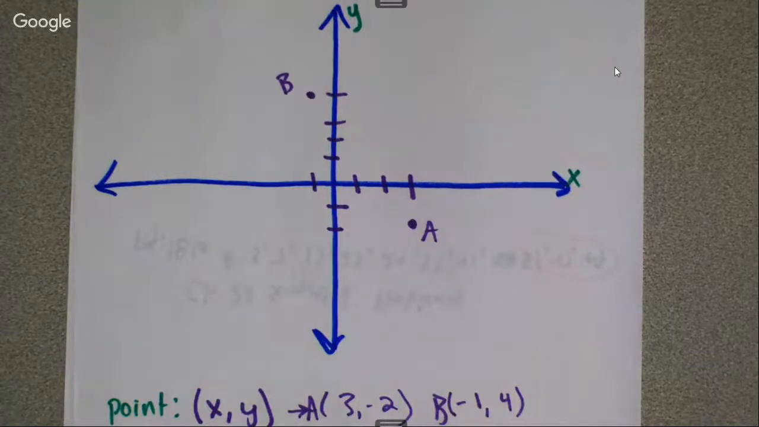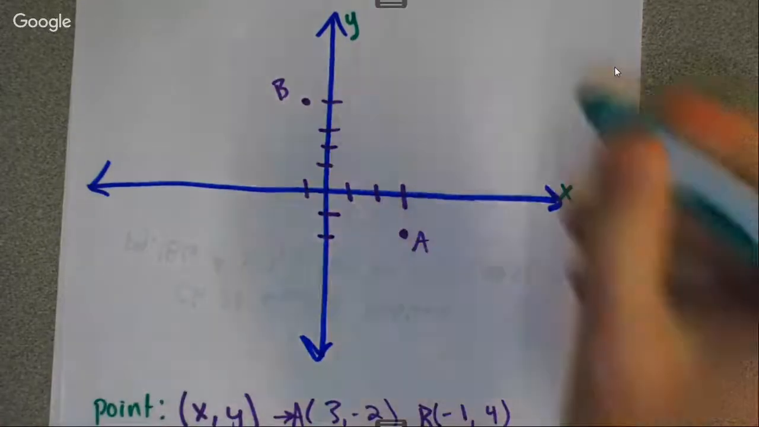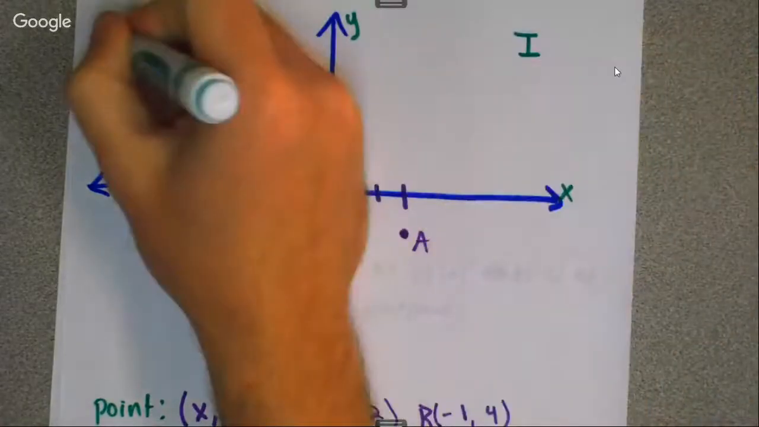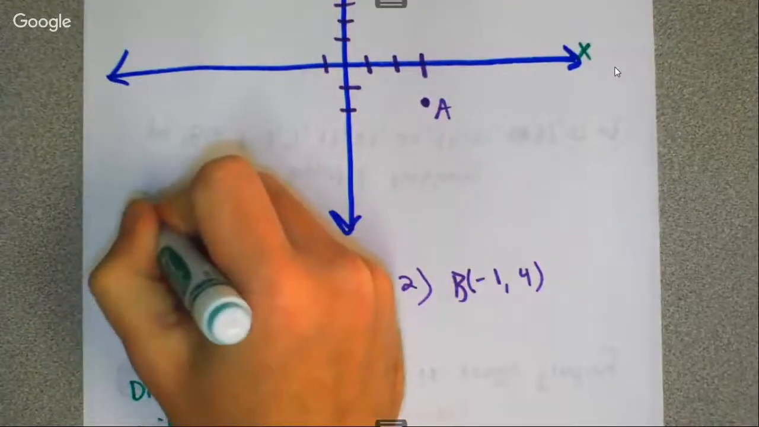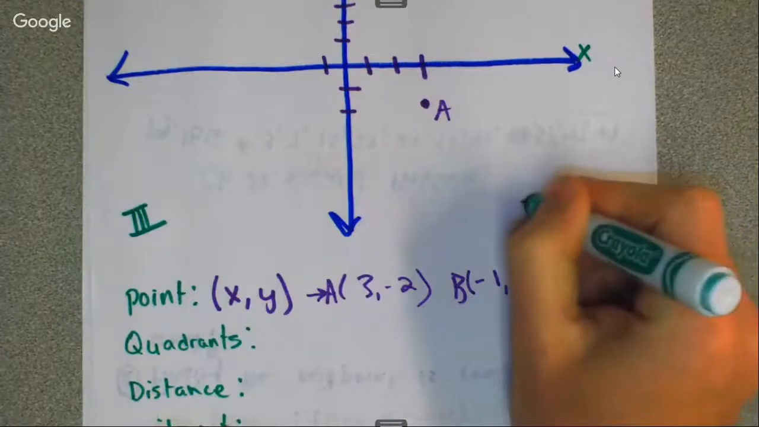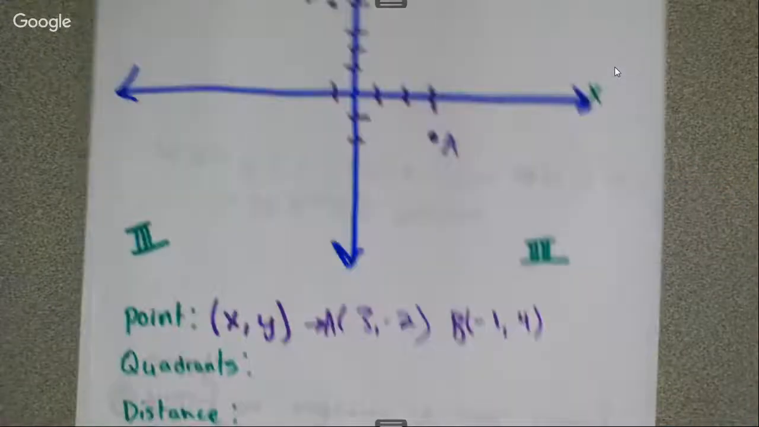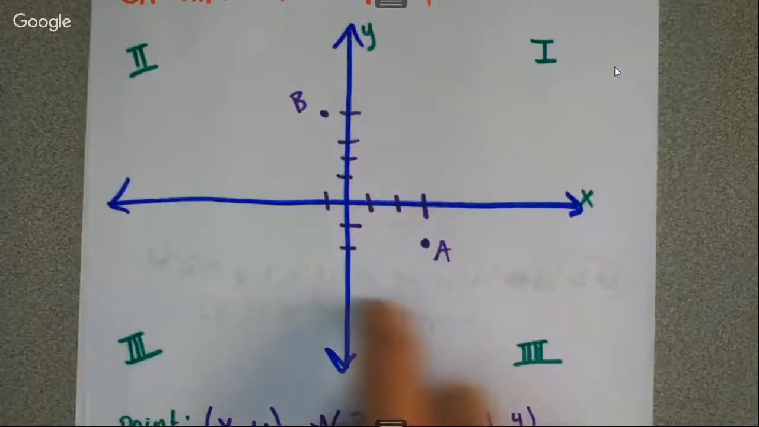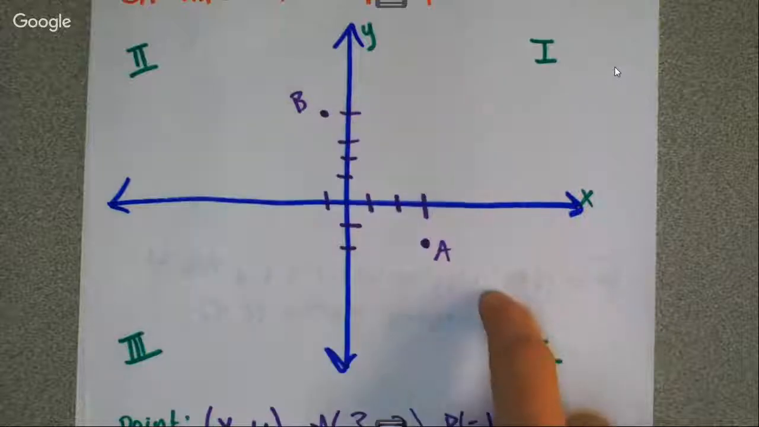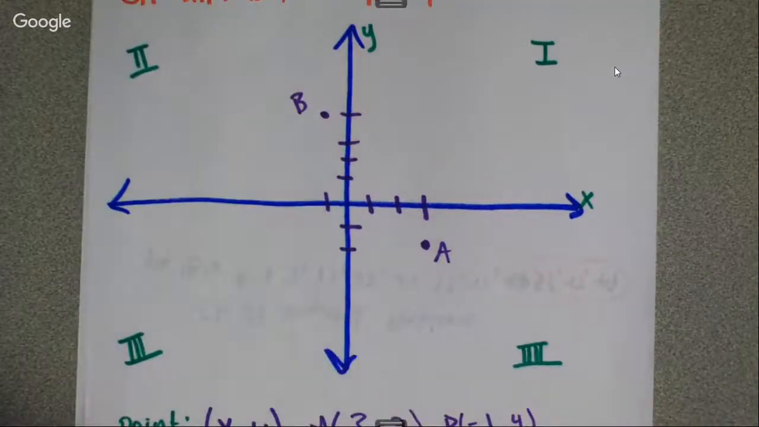The next thing we have are quadrants. My graph is split into 4 quadrants. We have quadrant 1, 2, 3, and 4. So we've got our 4 different quadrants there, spelling out a big C because it's the Cartesian plane. So just know your quadrants there.